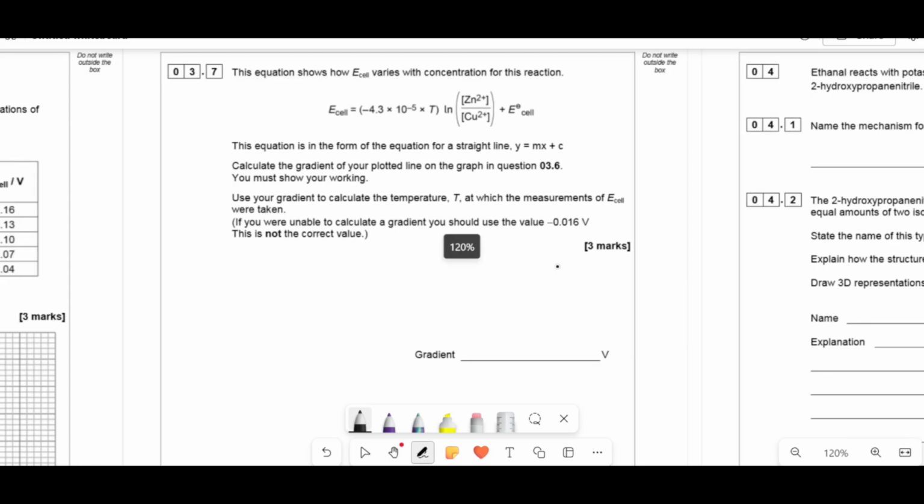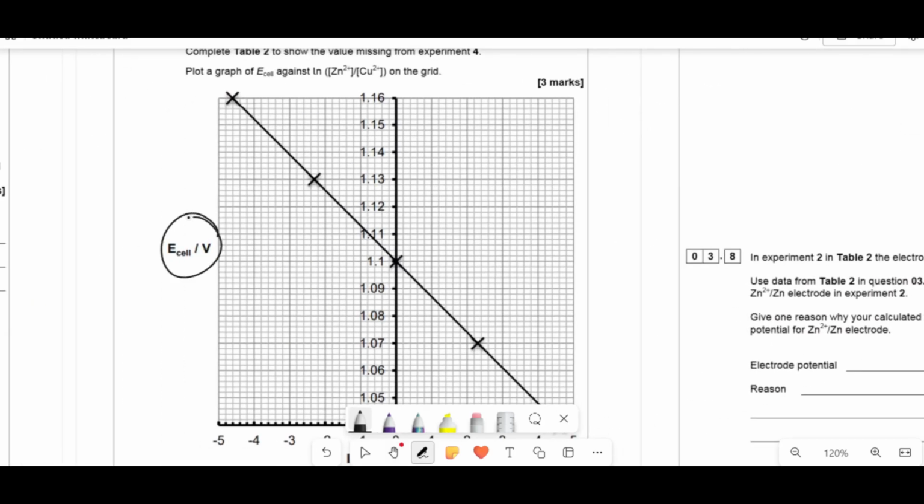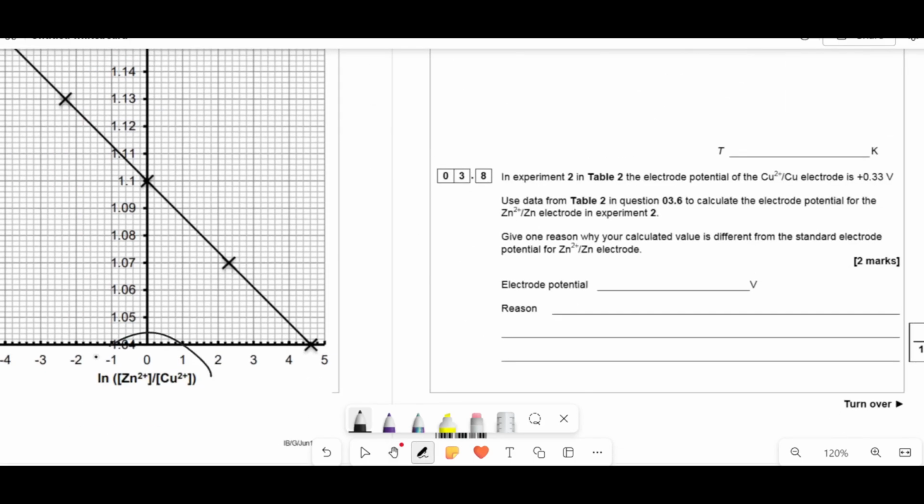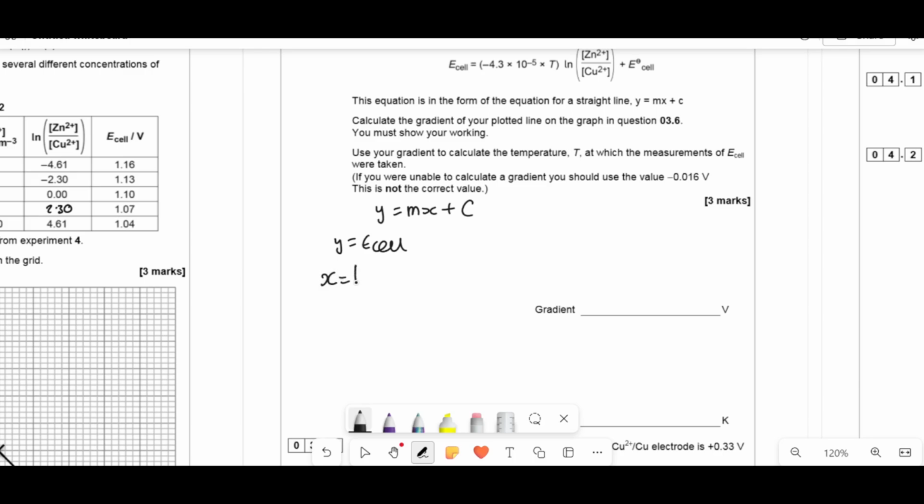So what we need to do is compare the y equals mx plus c equation to what we have. Every single straight line graph in the universe will follow that. So we look at what our y-axis is now. The y-axis has now become E cell, so y would now equal E cell. And our x-axis is the ln stuff here, so now our x equals the ln term, basically, right?